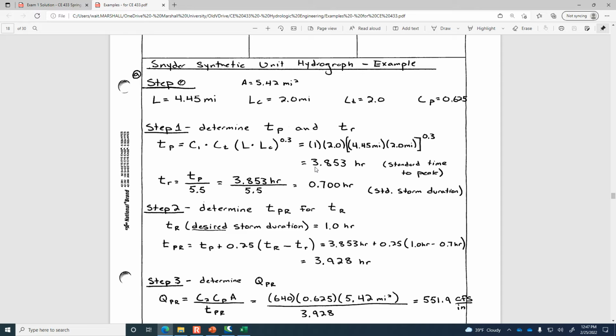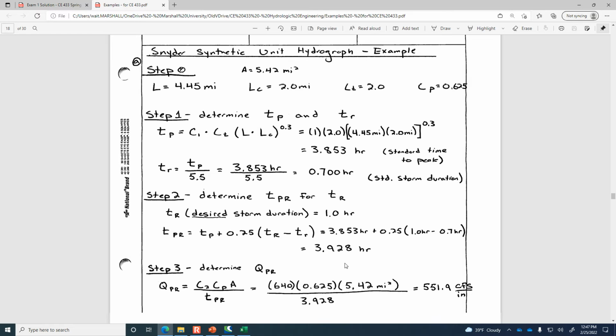Then you transform that in step 2 to find the time to peak for the desired storm duration, because you may have the standard storm duration of 7/10 of an hour, but you want to know what the watershed does during a storm that lasts a different amount of time. So you have to change the time to peak with this next step, step 2. So now we have a T sub PR for that.